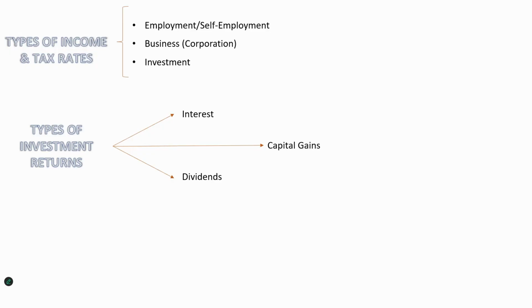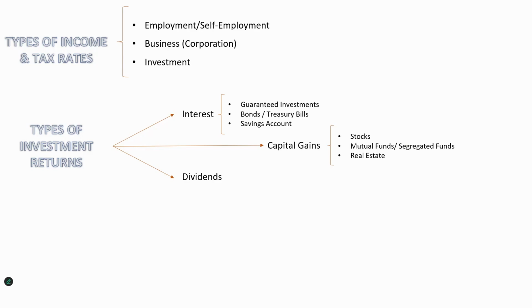So what are interest investments? Interest investments are the ones like guaranteed investments, bonds or treasury bills, savings accounts. So basically, you're just lending your money and you're getting a return on the money that you've lent. But when we're talking about capital gains, you're purchasing something, you're purchasing an asset. So it's like buying a stock, mutual funds, seg funds, real estate, all of these are assets. It's not going to give you a specific rate of return, but there's a growth of value of whatever you've bought. And that is different from the interest type of return.